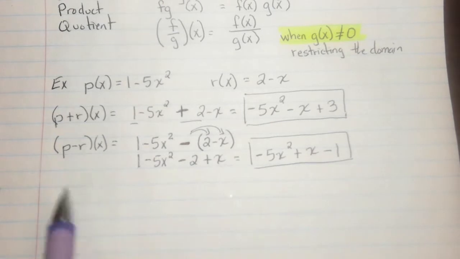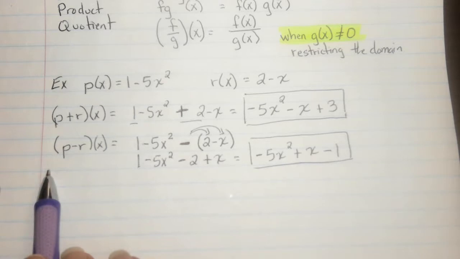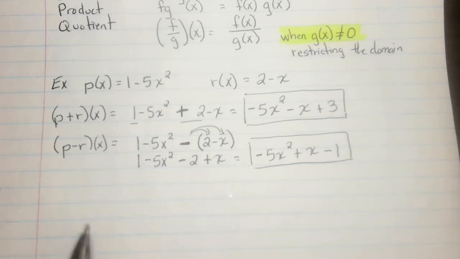No worries. P minus R came out to this answer. What if I did R minus P? Would that be the same? No. Subtraction is not commutative. So, order matters on subtraction.